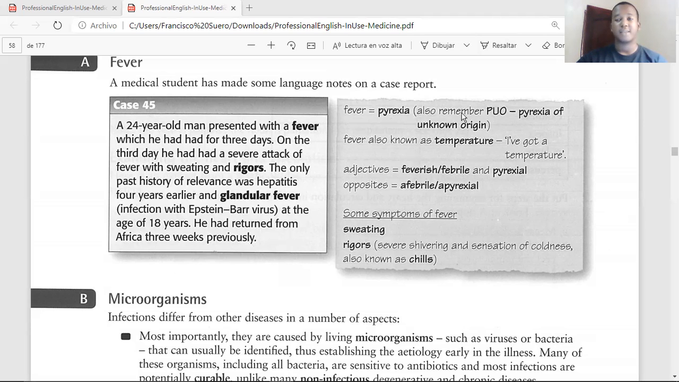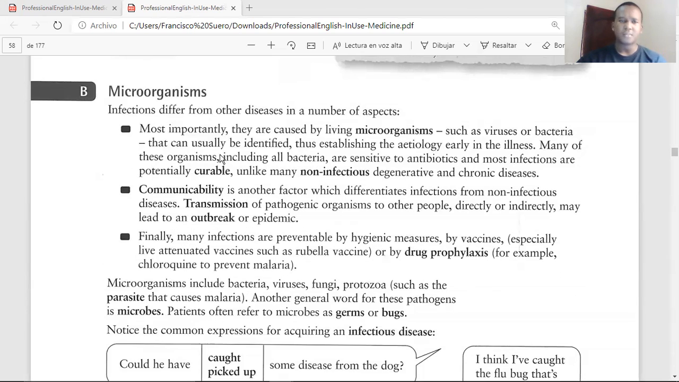Fever, pyrexia. Also remember PUO, pyrexia of unknown origin. Fever is also known as temperature. I've got a temperature. Adjectives: febrile and pyrexial. Opposite: apyrexial. Some symptoms of fever: sweating, rigors, shivering, and sensation of coldness, also known as chills.